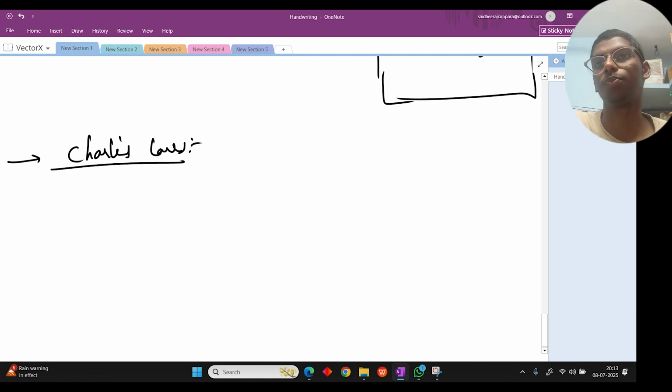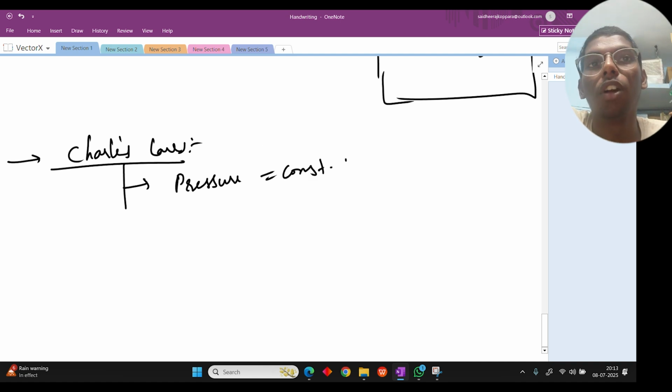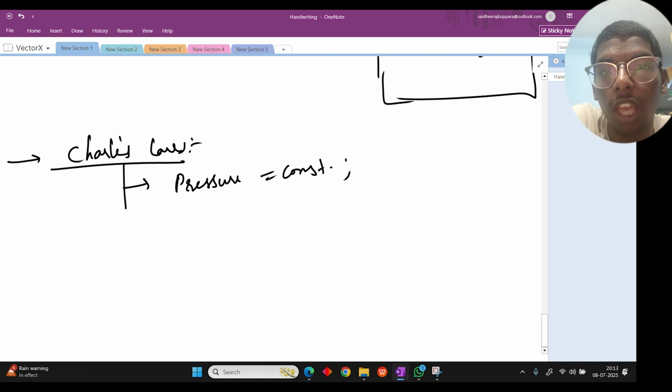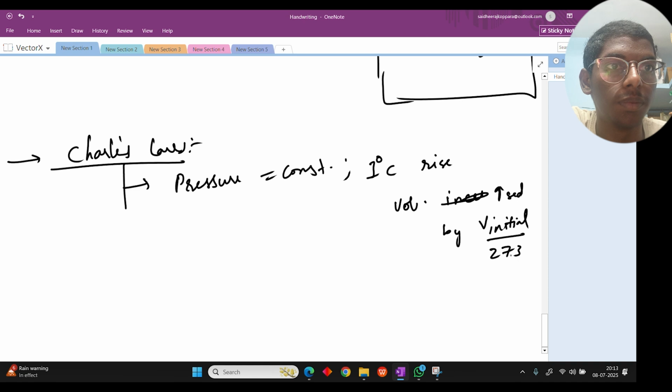What does Charles law say? See, Boyle's law took place when the temperature is constant. Similarly, Charles law takes place when the pressure is constant. It doesn't take place by itself, but in the experiment which we do, the pressure is constant, and we are gonna see the relation between the volume and the temperature. Now what did Charles observe from his experiment? He observed that for every 1 degree rise, the volume increased by initial volume by 273.